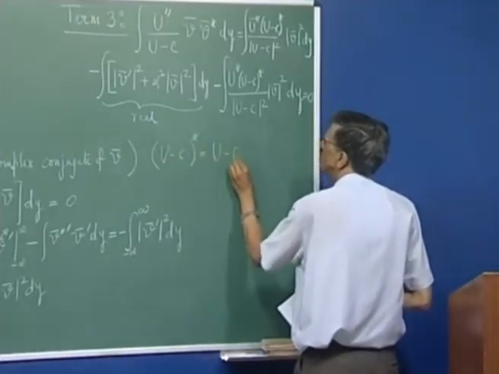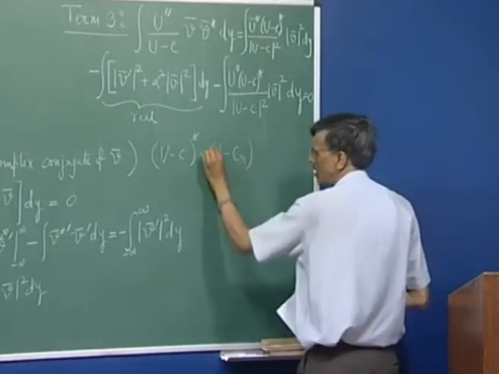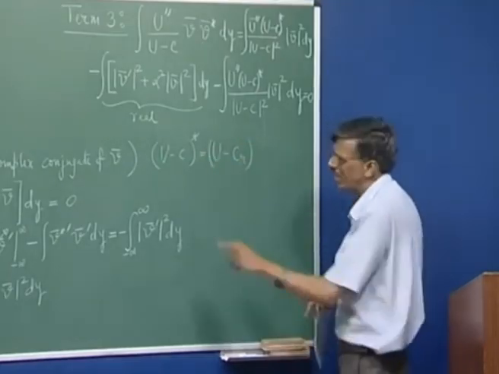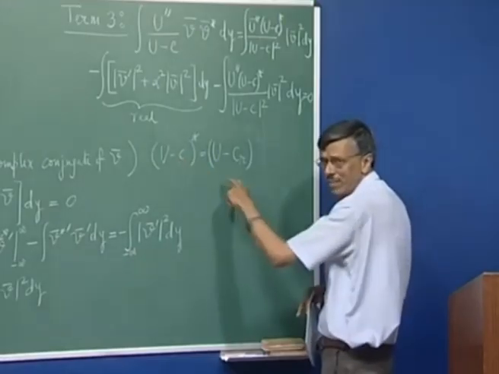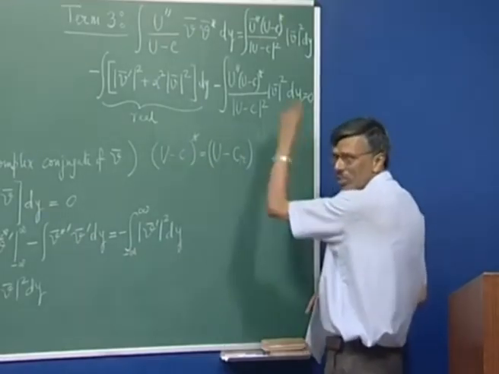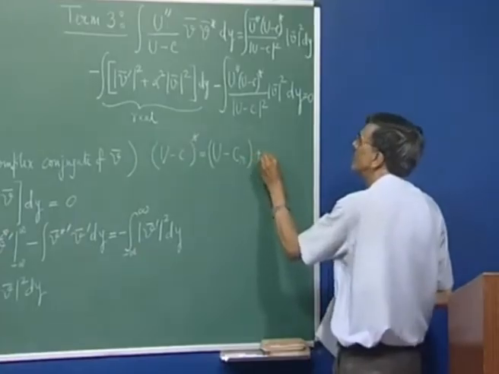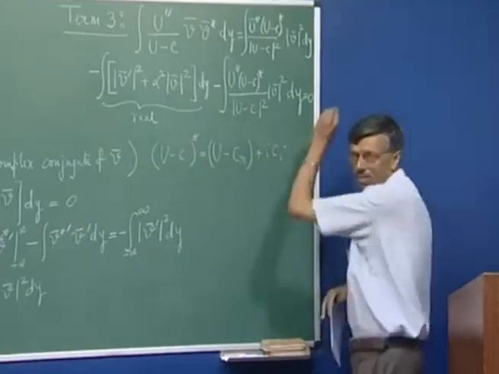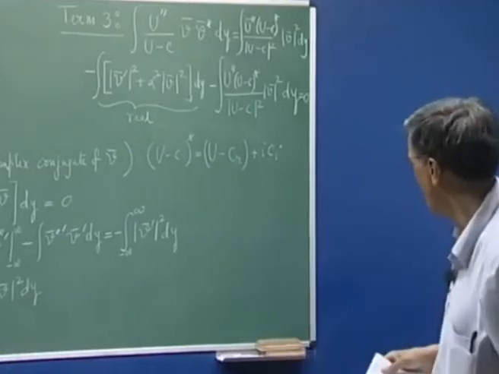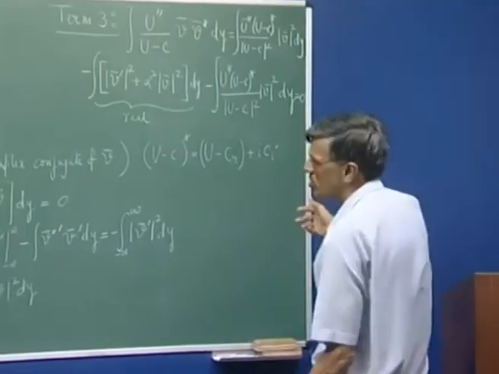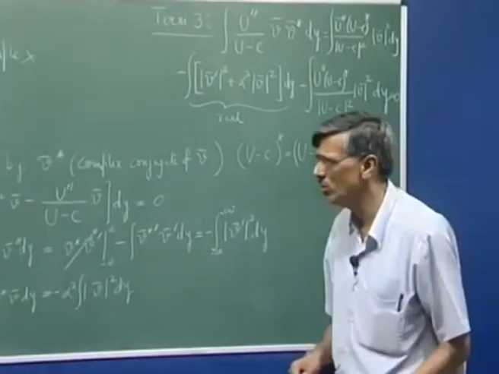U minus c real, that is the real part, and there is a conjugation. So that will be Cr minus i Ci, there is a minus i there. So that makes it plus i Ci. Okay, so now you can understand what you have. You have that equation 14 over there.